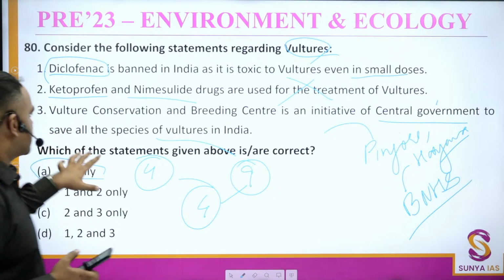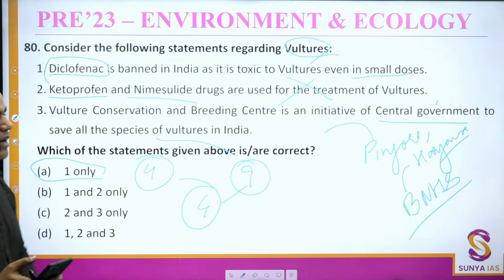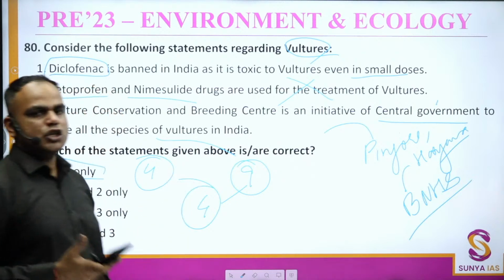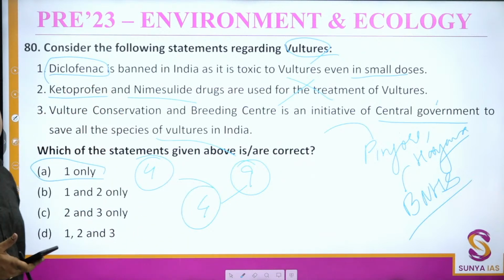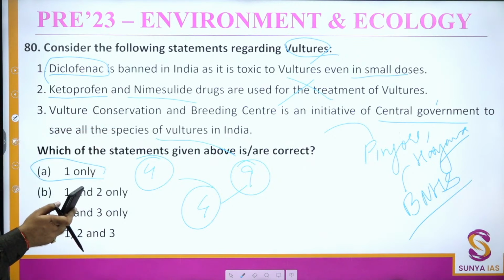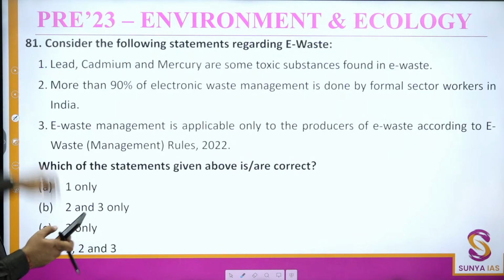So just make this small correction, that the Vulture Conservation and Breeding Center is an initiative of the state government, coming up in Haryana. So here you have the Haryana state government and also this NGO, Bombay Natural History Society, which is coming up for these centers. Okay. So here question number 80, the answer is A.